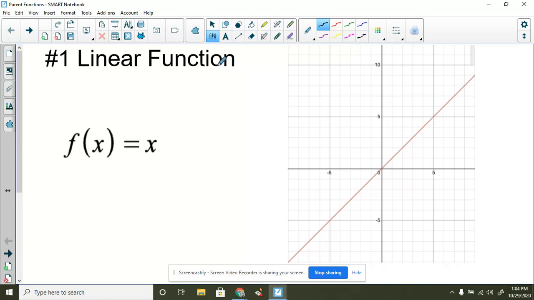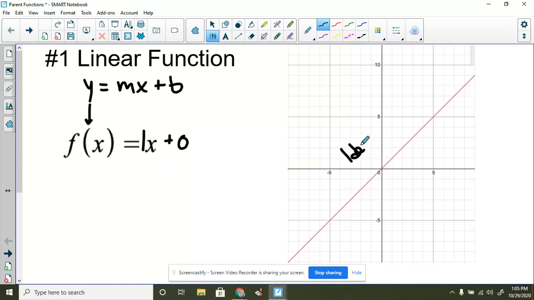The first one we look at when we talk about the parent functions is just your basic linear function. Okay. Now, normally a linear function is written in slope-intercept form like so, right? You're familiar with this. Now we replace the y with f of x. Okay. And the absolute most basic linear function we can look at is a linear function that has a slope of 1 and a y-intercept of 0, right? Which is what we see here.